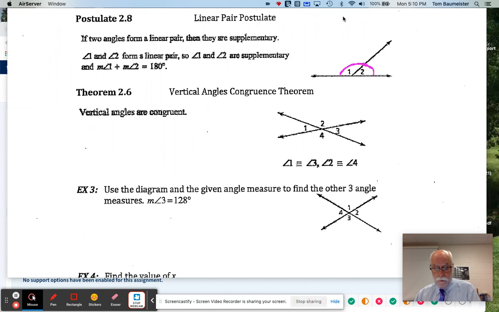And then our next theorem, theorem 2.6, is the vertical angles congruence theorem, which states that vertical angles are congruent. Now remember, vertical angles are opposite each other. So I have angle 1 there and angle 3 there, and we know that they're congruent. And then my other pair here is angle 2 and angle 4. They're both vertical angles also, and they are congruent. So remember, if they're congruent, then we know that their measures are equal.